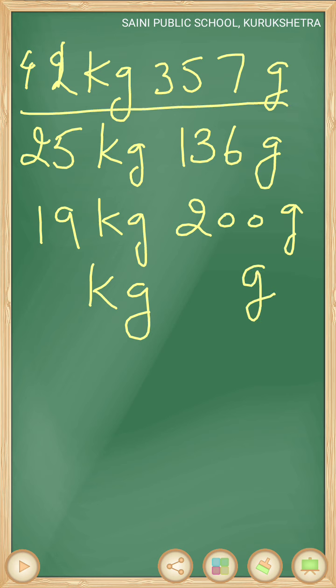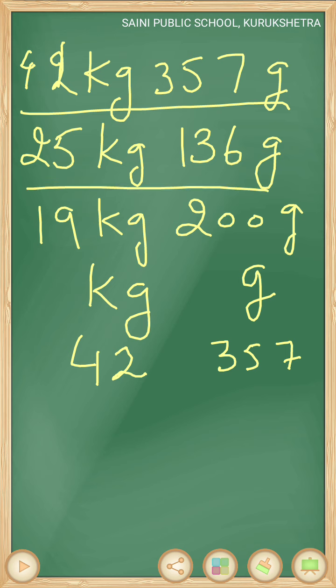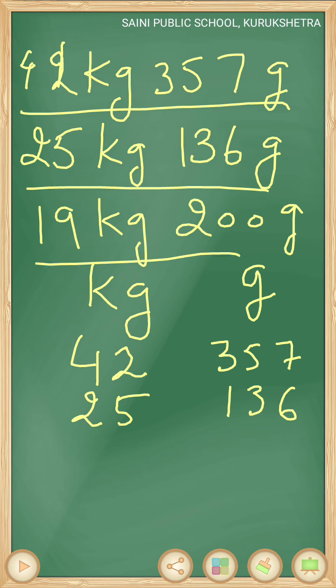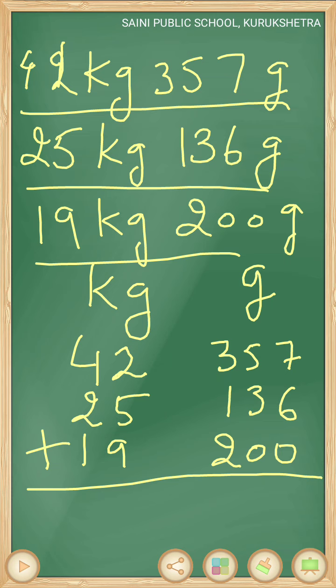Then we will write first number according to their units, 42 kilogram. So write 42 below kilogram and 357 gram. So here 357 below gram. Now our second number is 25 kilogram. So here I will write 25 and 136 gram. So I will write here 136. Third number is 19 kilogram. So here I will write 19 and here I will write 200. Put a sign of plus here.